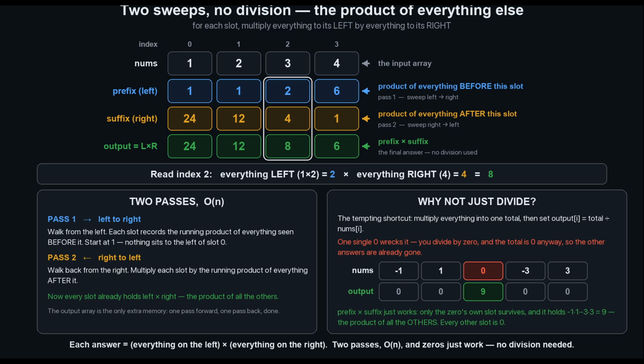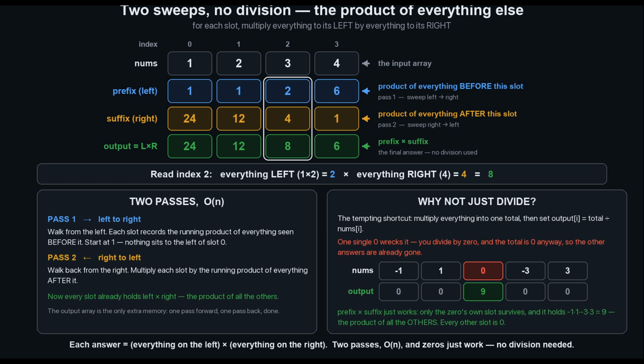Here's the whole idea in a picture on 1, 2, 3, 4. The answer at each slot is everything to its left multiplied by everything to its right, because together those two groups are exactly all the other elements. Look at slot 2, the value 3, to its left 1 times 2 is 2, to its right just 4. 2 times 4 is 8, and that's the answer there. We compute the left products in one pass going forwards, the right products in one pass going backwards, and multiply them together. And notice why zeros just work.